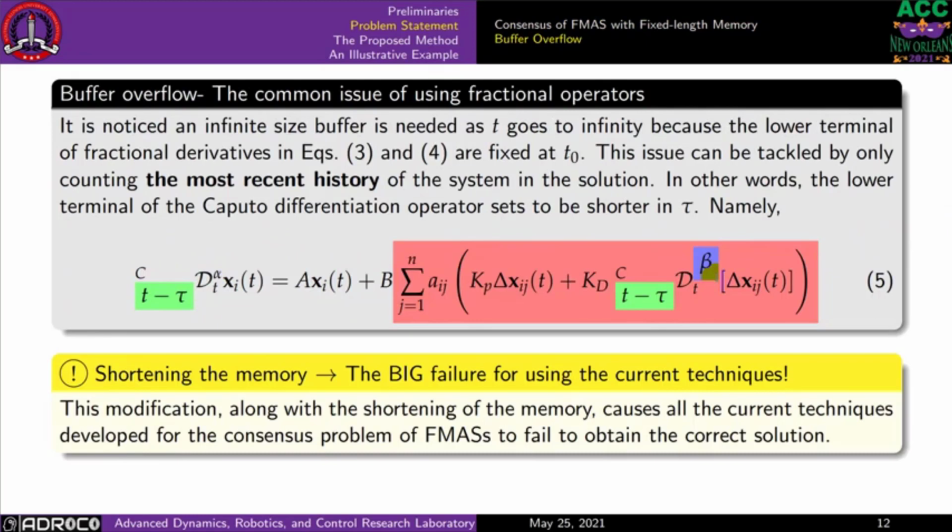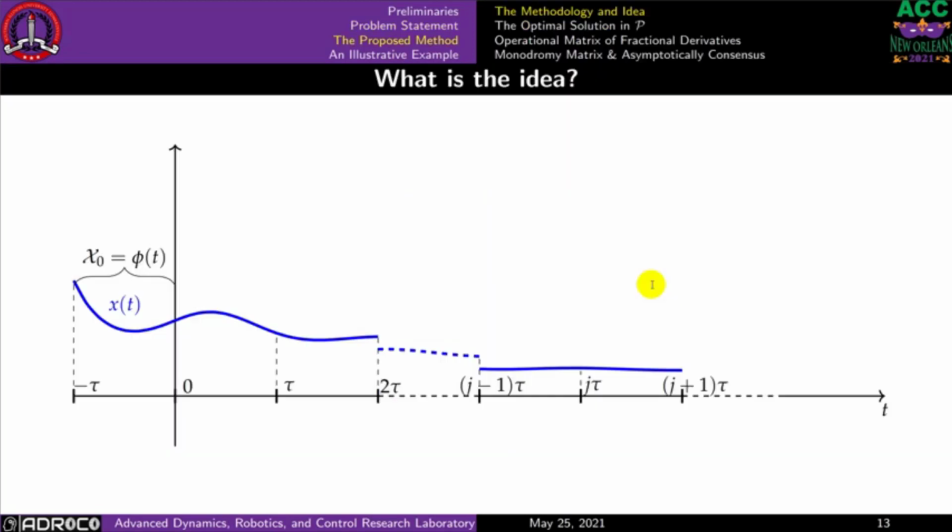For now, there is no method to stabilize the system including this incommensurate part and also considering this shortened memory. And we are proposing that for the first time. What is the idea and how does our method work?